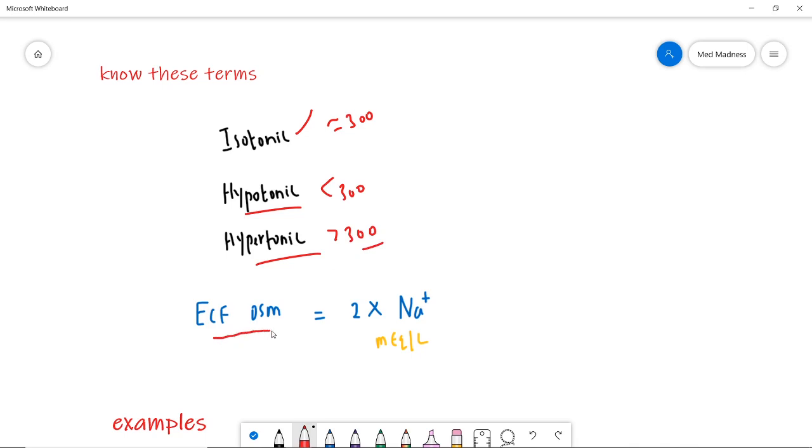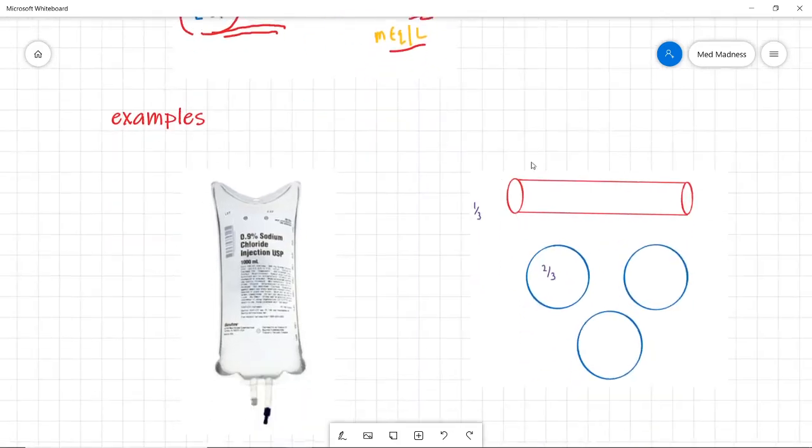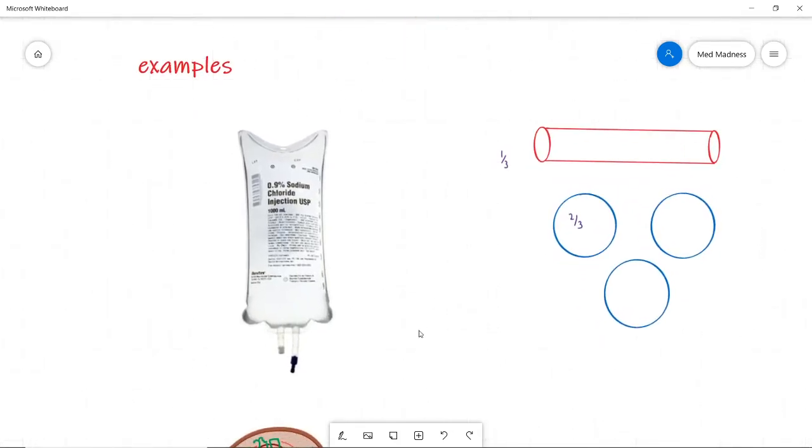Normally, the effective osmolarity in the extracellular fluid, we can consider as 2 times that of sodium in milliequivalents per liter. The normal amount of sodium is around 135 to 145 milliequivalents per liter, right? You just double that and it will be approximately equal to 300 milliosmoles, which is the effective osmolarity of the extracellular fluid. Now we see some other examples associated with this.